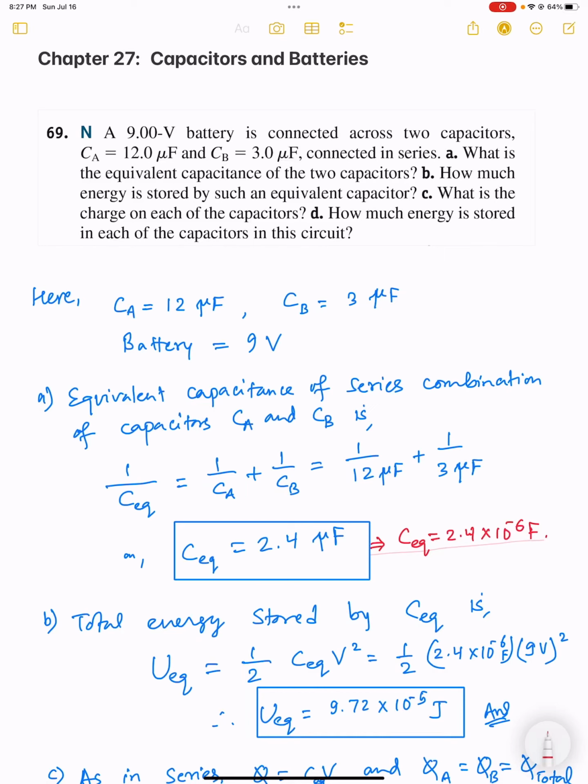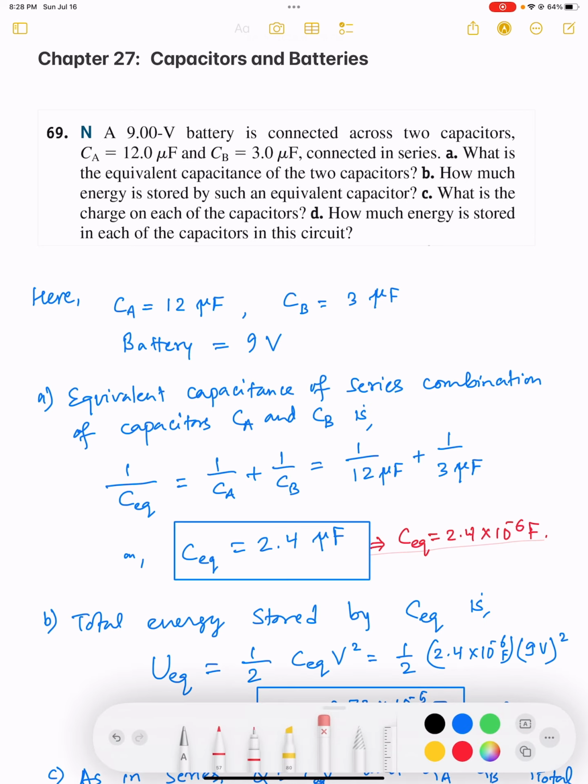Okay, let's look at problem number 69 from chapter 27, capacitors and batteries. The problem is: a 9-volt battery is connected across two capacitors, CA of 12 microfarad and CB of 3 microfarad, and they are connected in series.